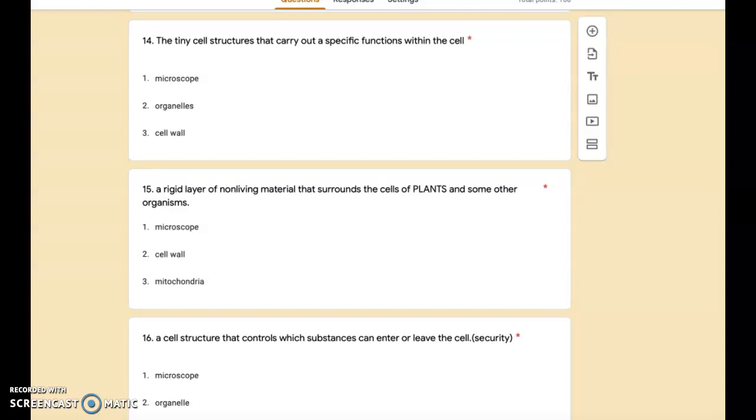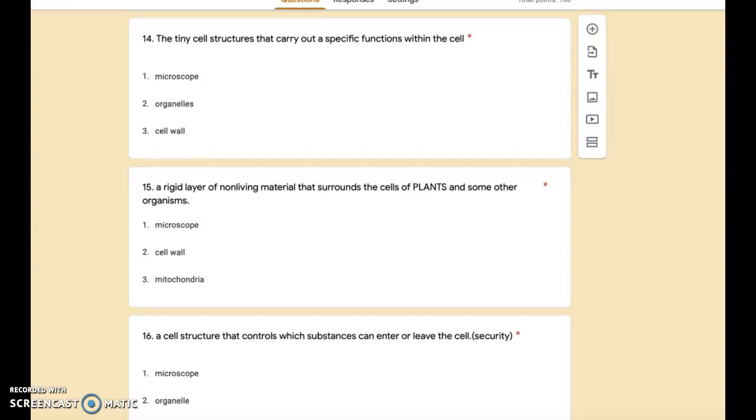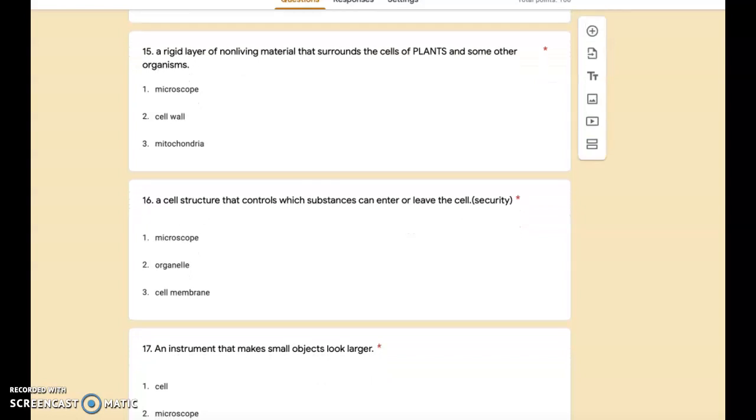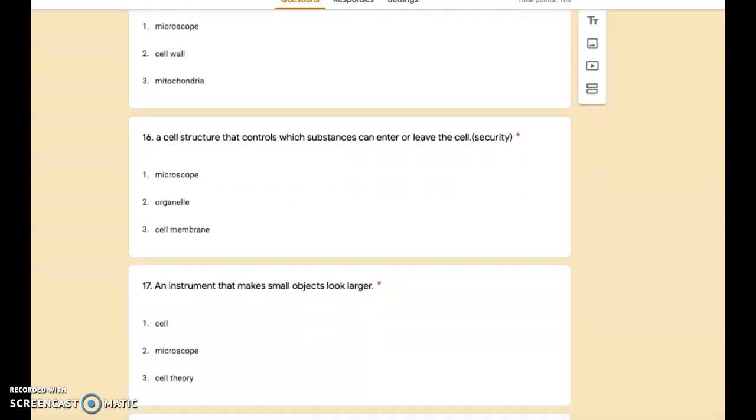Number 14. The tiny cell structures that carry out a specific function within the cell. Microscope, organelles, or cell wall. Number 15. A rigid layer of non-living material that surrounds the cells of plants and some other organisms. Is that microscope, cell wall, or mitochondria?